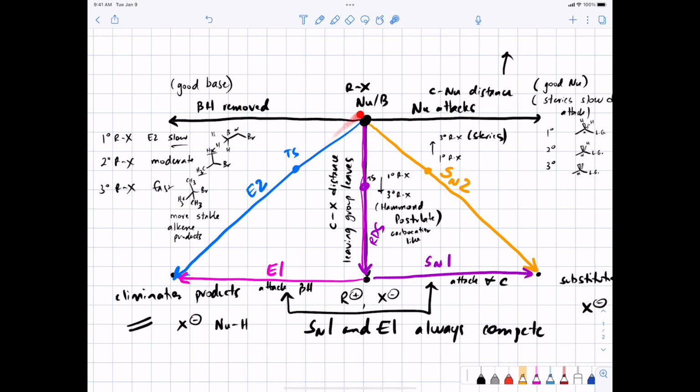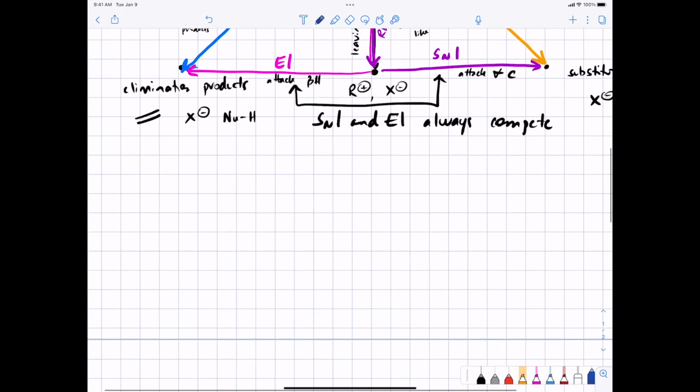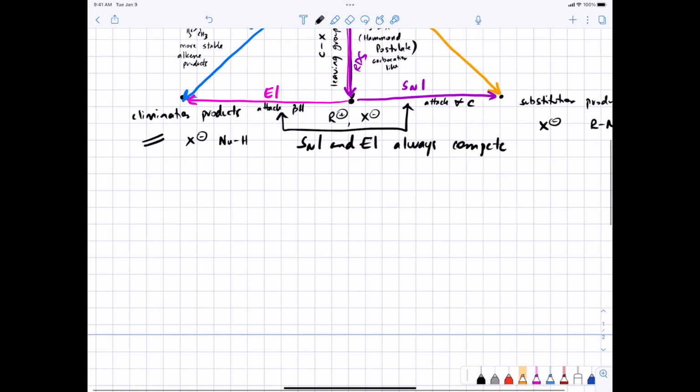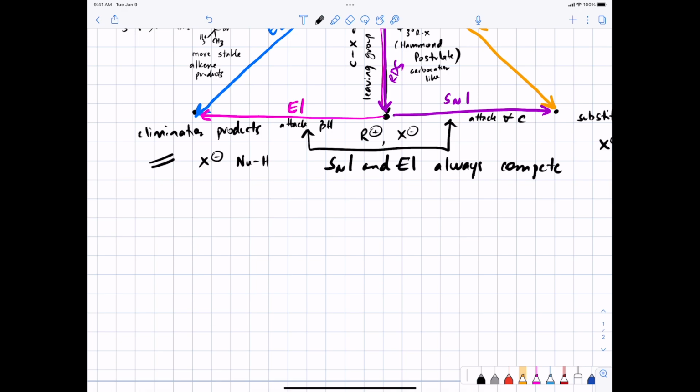In elimination reactions, what really biases you towards the leaving group leaving is when you don't have a good base at all, okay? Right. So should we do some examples at this point? You guys good on carbocation stability?